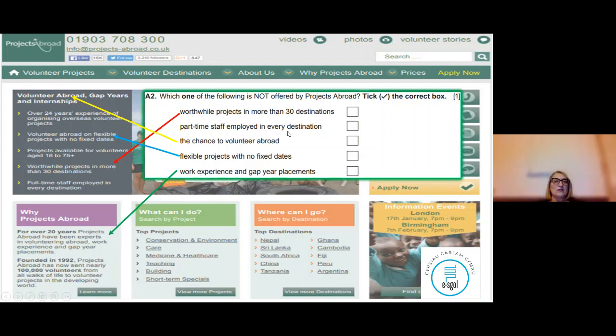There's only one answer that isn't offered there. It says part-time staff employed in every destination. If we look here, it says full-time staff employed in every destination. So we know that that must be incorrect. So that's the answer that we would select. So that would be a tick for that one.